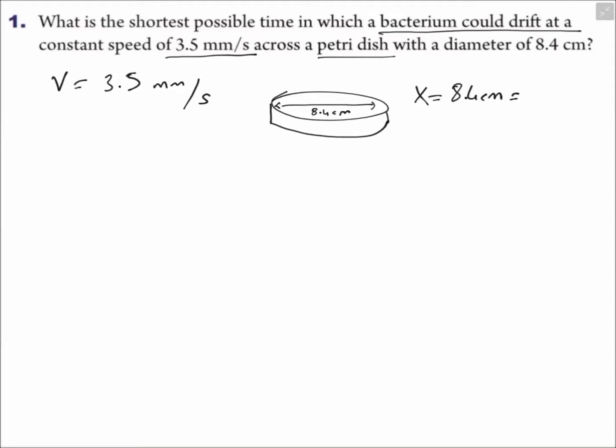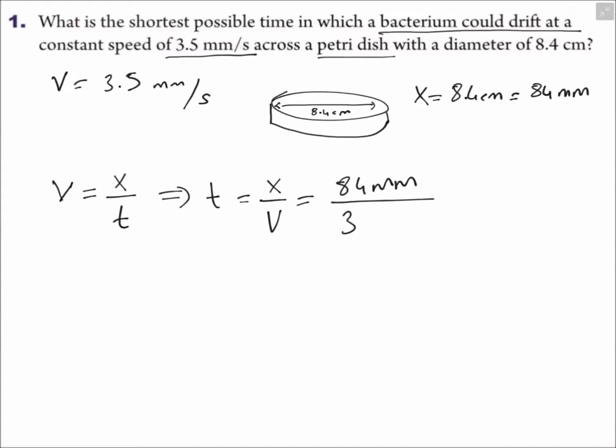But in this question the speed is given in millimeters per second, so I have to convert centimeters into millimeters. It's going to be 84 millimeters, and it's asking what is the shortest possible time. So v equals x over t. From the cross multiplication, t equals x over v, and x is given 84 millimeters, and v is given 3.5 millimeters per second, so it's going to be 24 seconds.